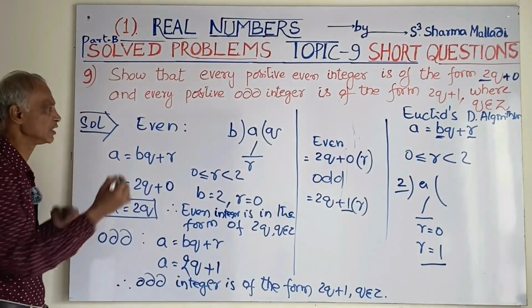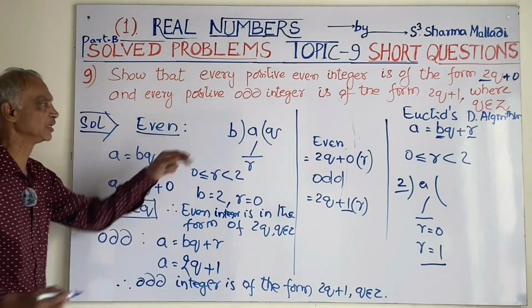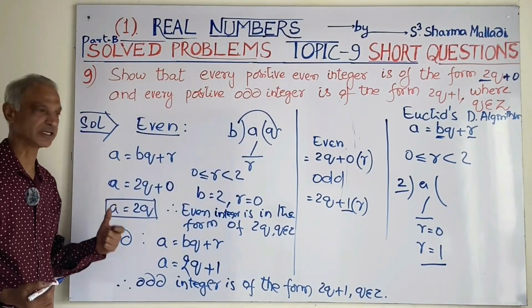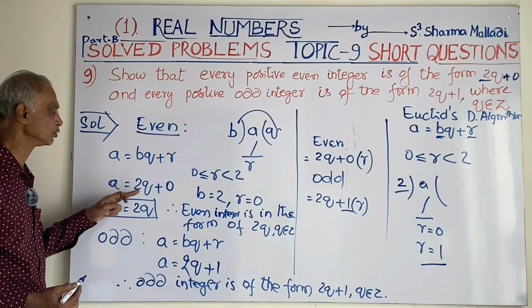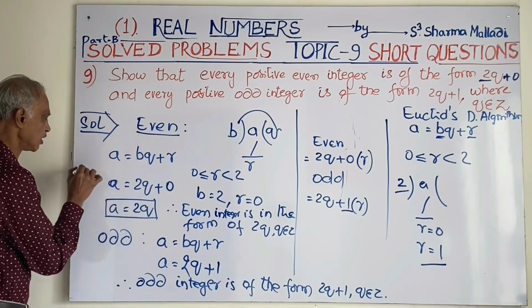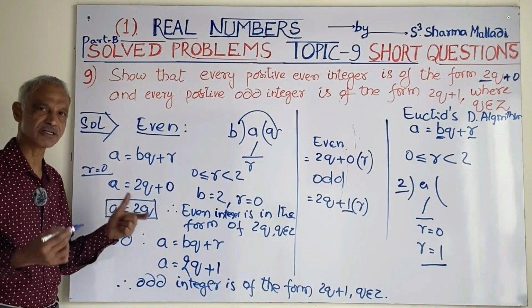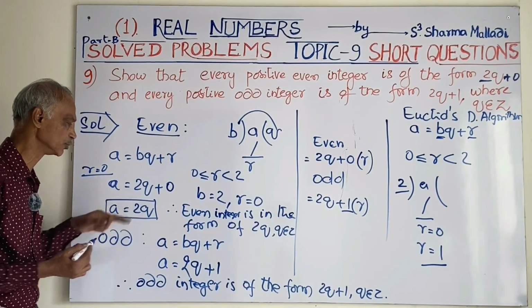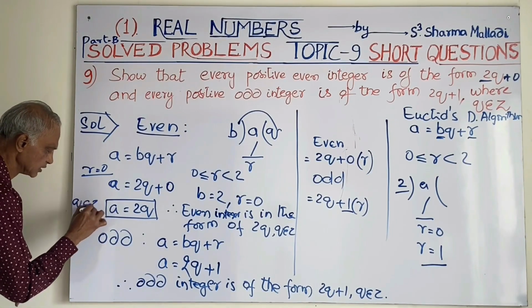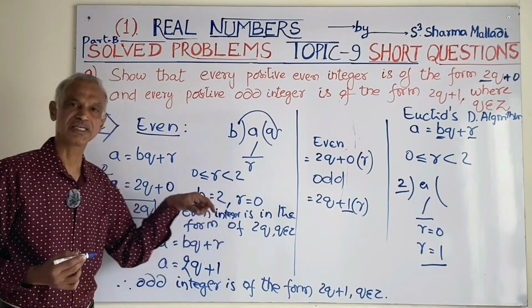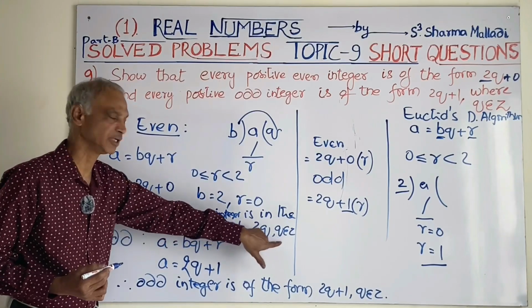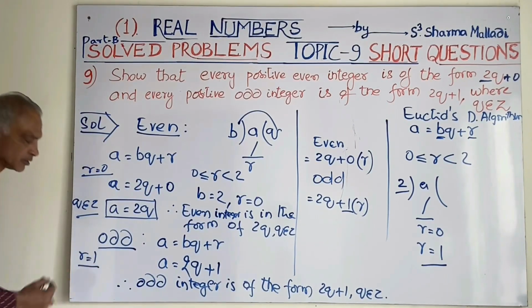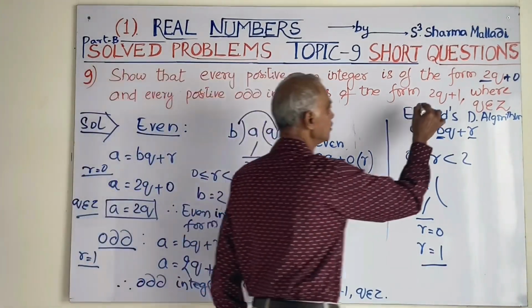Now you take an even number, we have to prove. a is equal to bq plus r. You apply Euclid's division algorithm. See, a is equal to 2q plus r, first you have to take r is equal to 0. If r is equal to 0, you are getting the even number in the form of 2q, where q belongs to z. Therefore, even integer is in the form of 2q, q belongs to z.